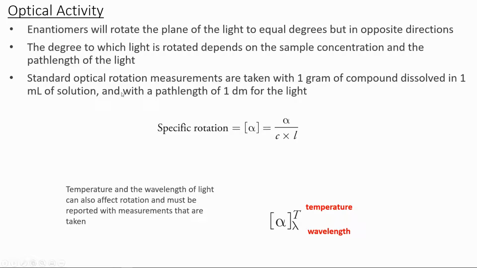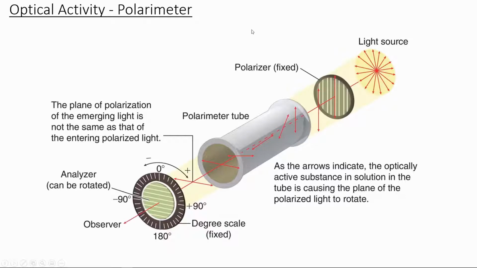So enantiomers will rotate the plane of the light to an equal degree but in opposite directions. So if we go back to this tube, right? If we start at 0, which is how the light entered the tube, one enantiomer would rotate it to the right, positive degree sign, and one would rotate it to the left. If there was an equal mixture of the two enantiomers, a 50-50 mixture, then we would observe a 0 degree shift in the light.